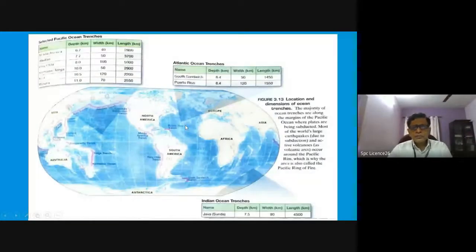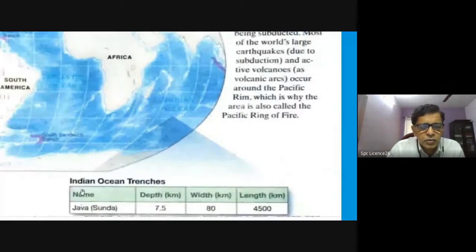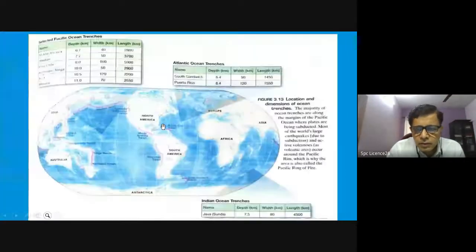Now, as far as some striking major features of the respective oceans are concerned, let us start with the Indian Ocean. The Indian Ocean trenches include the Java Trench or the Sunda Trench. It is somewhere here, and the length of that trench is nearly 4,500 kilometers. The width is 80 kilometers. So it's a significantly dangerous trench, I would say.